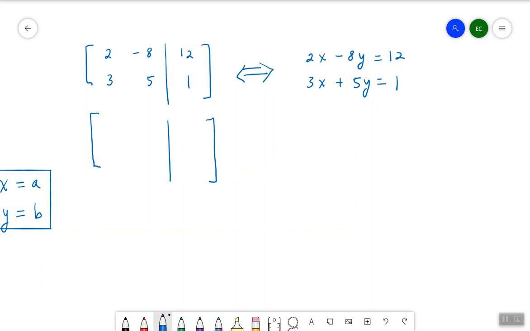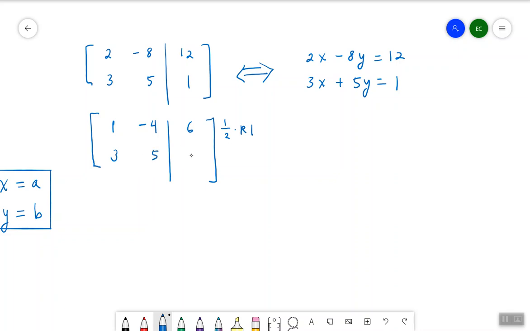And so the first thing I want to do, you remember what number we need up here where the 2 is? We need to make that a 1. And so the way that we want to do that is we want to take the first row and just multiply by a half. If we multiply the first row by a half, we're going to go term by term. Half times 2 is 1. Half times -8 is -4. And half times 12 is 6. And so then that's the new first row of the matrix.